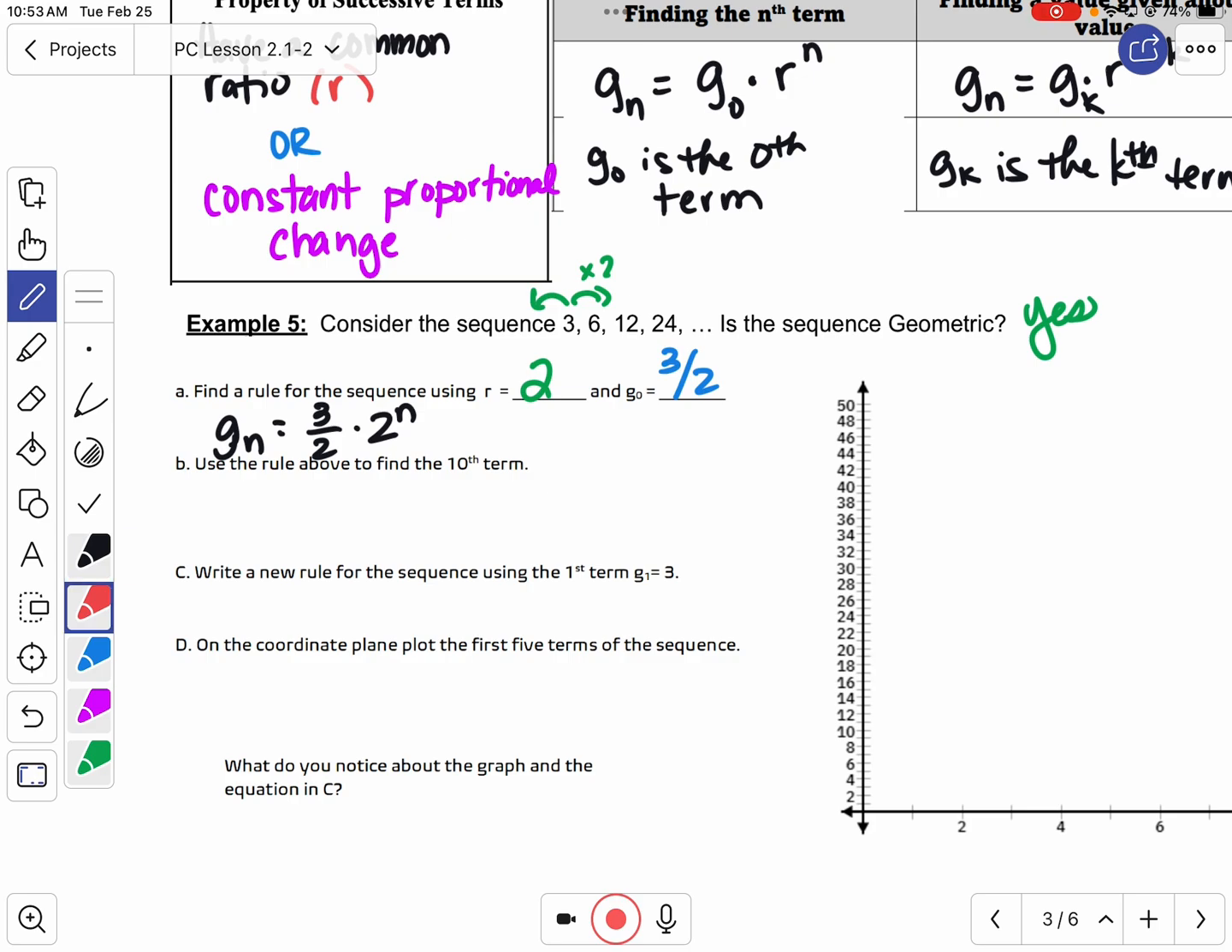Phone a friend. What would we do? Plug in 10. Okay. And I hope we've got a calculator. What'd you get? Yep, 1536.